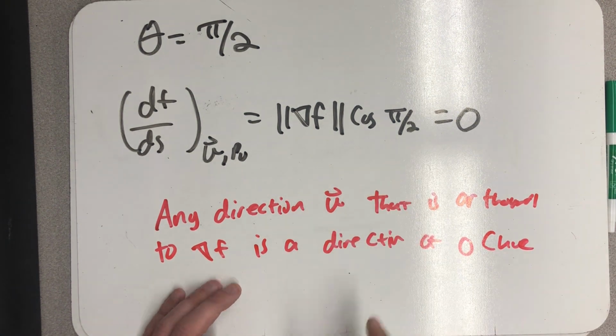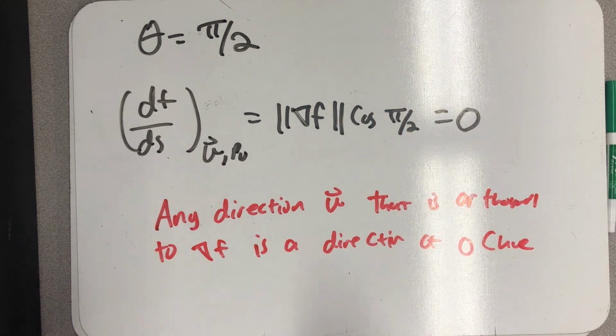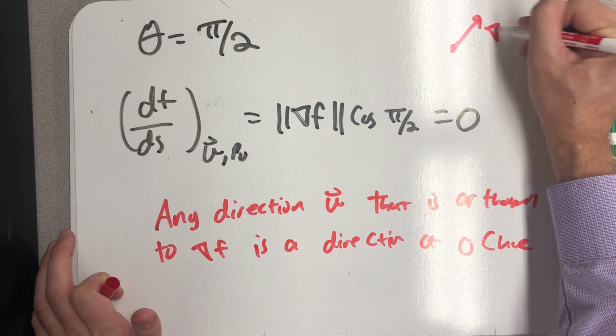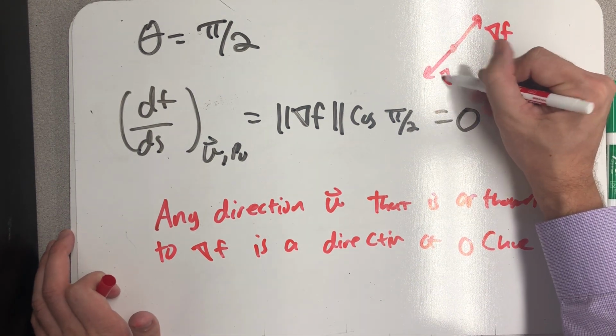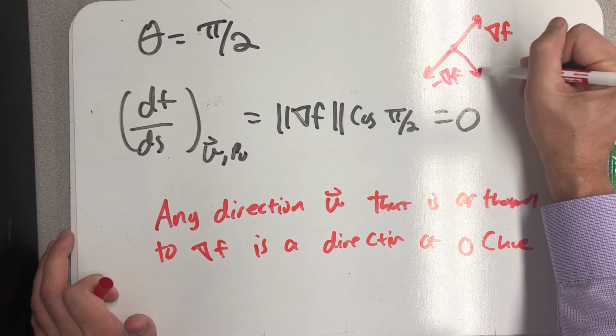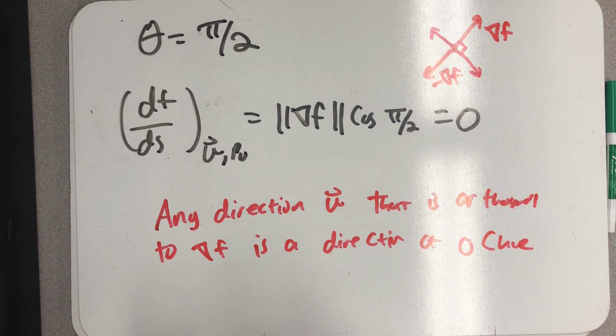Well, it's worth noting too that if I think of pi halves being one way and 3 pi halves being the other way, the cosine of 3 pi halves is also 0. So I end up with the same conclusion. So del f itself points in a direction of most rapid increase. The opposite of del f points in a direction of most rapid decrease. And the vectors orthogonal to del f point in a direction of 0 change.